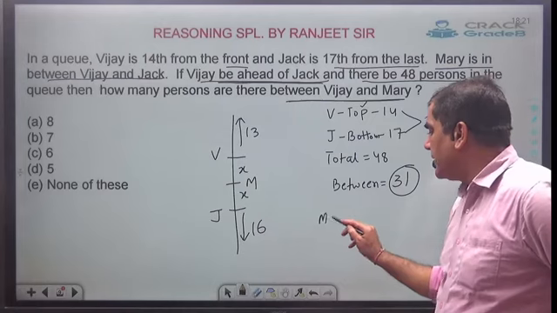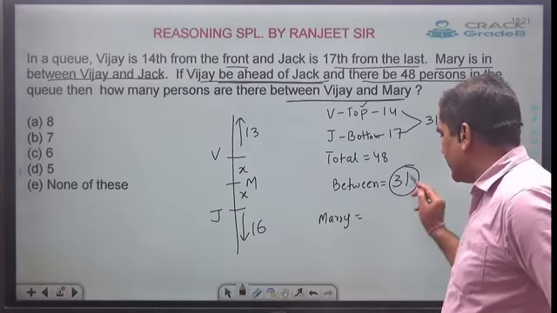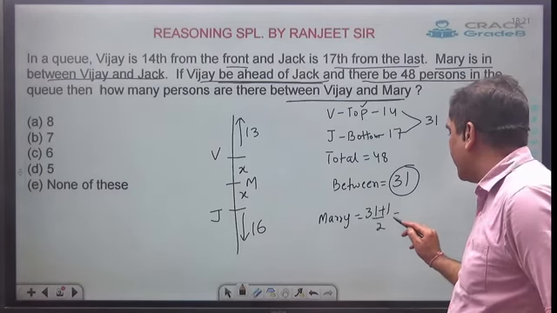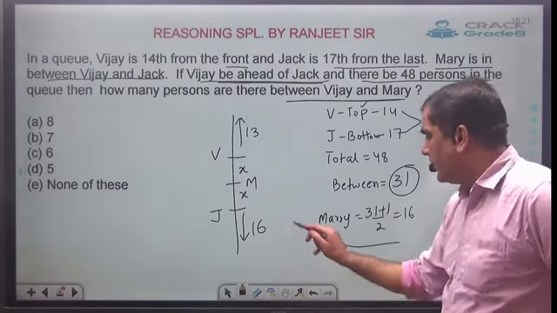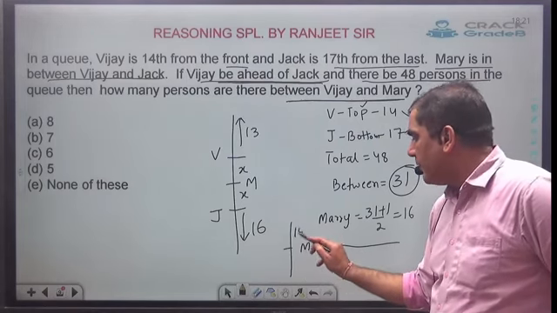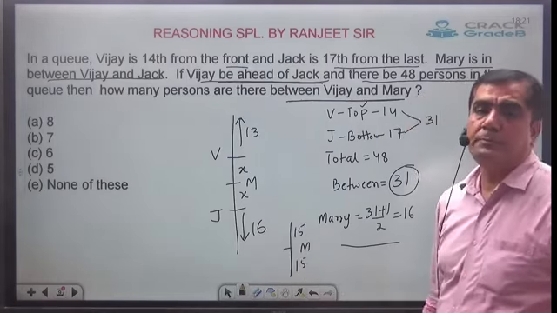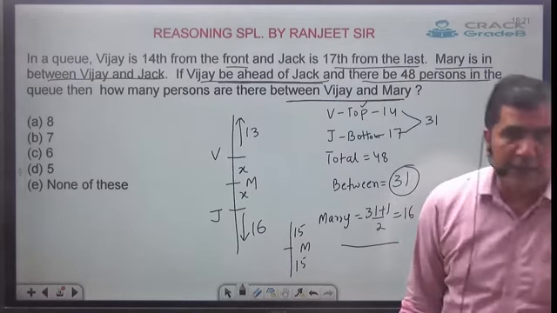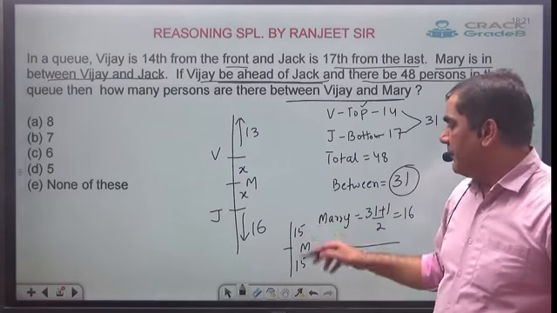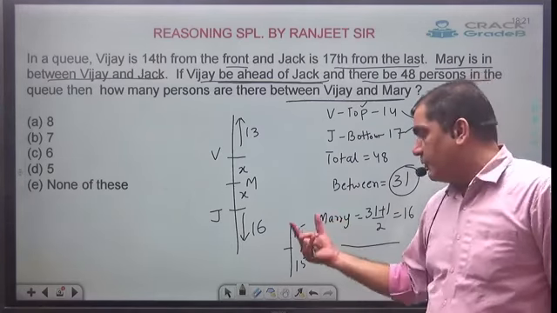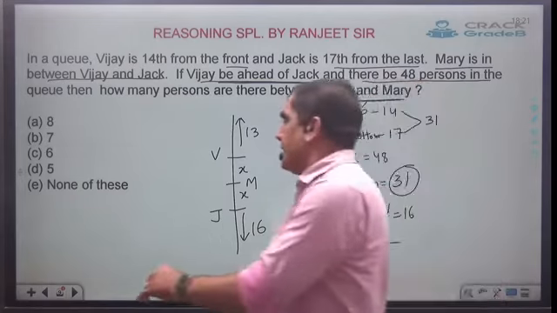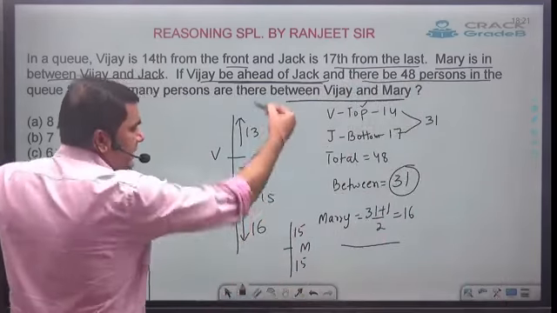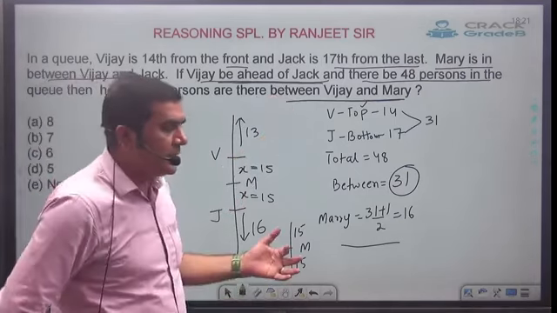Now let's find Mary's position. Out of this 31, Mary should be at which place? So 31 plus 1 upon 2, Mary will be at the 16th. Means if Mary is at 16, 15 will be above and 15 will be below. Clear? Any problem? 15 will be at the top of Mary and 15 will be below Mary. So the value of x comes out to be 15, and this comes out to be 15. So everything is known to me now.